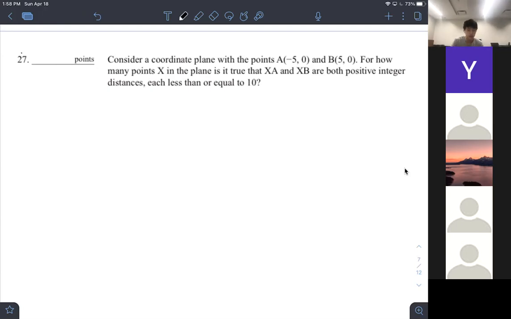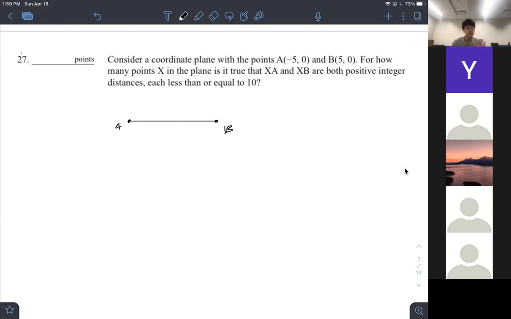And so, as with all geometry problems, the very first thing you should do is draw a diagram. So here's A, and then here's B. And just to be clear, X can be any point. There's a lot of choices for X. And so yeah, now let's consider some stuff.